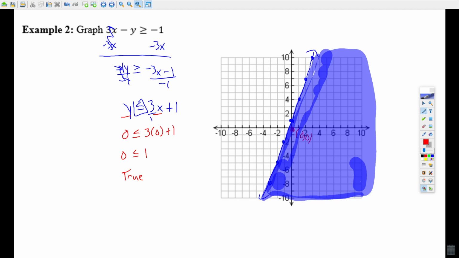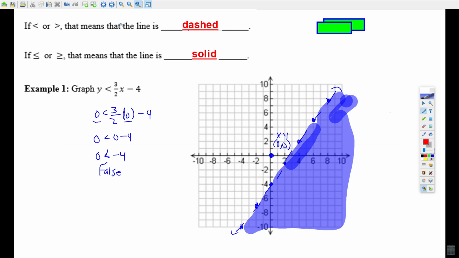So you might be thinking, well, can't you figure out how to shade it without having to do a test point? And yeah, you usually can. If you go back to the first one, if it's written out like this, where y is already by itself, and you see the symbol less than, that means you shade below the line. So if your line is diagonal like this, that means you shade below it, down there. That's only if y is by itself.